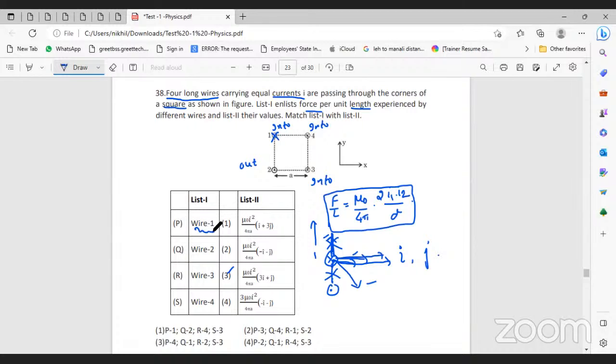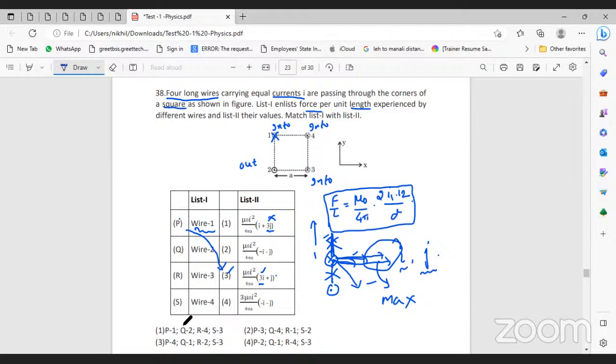So for wire 1, both are in positive i and positive j. So either option 3 is correct or option 1 is correct. But you won't get 3i plus j because all the components are not along the x-axis. Only some of the components are along the y-axis. But one thing you can notice, along the x-axis, maximum force is acting. Along the x component, maximum components are there. So 3 is possible. But along the y-axis, 3 is not possible. So for P, it is going to match with 3.